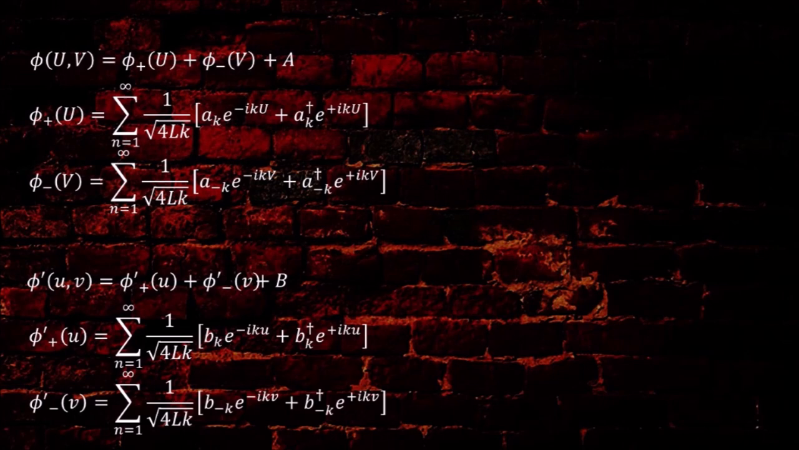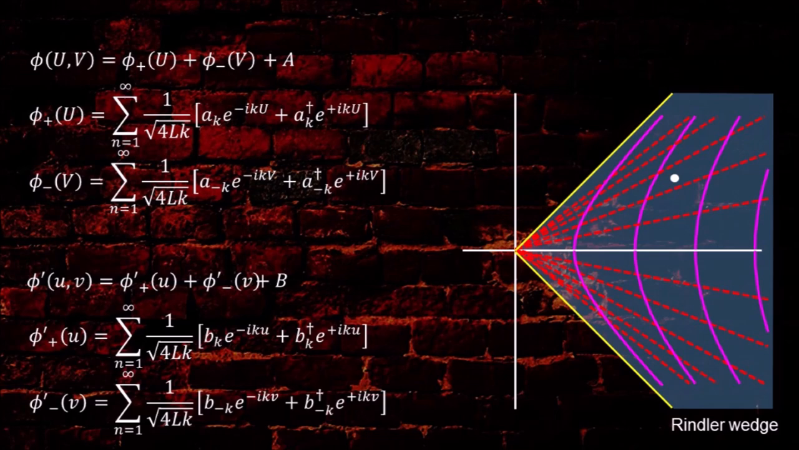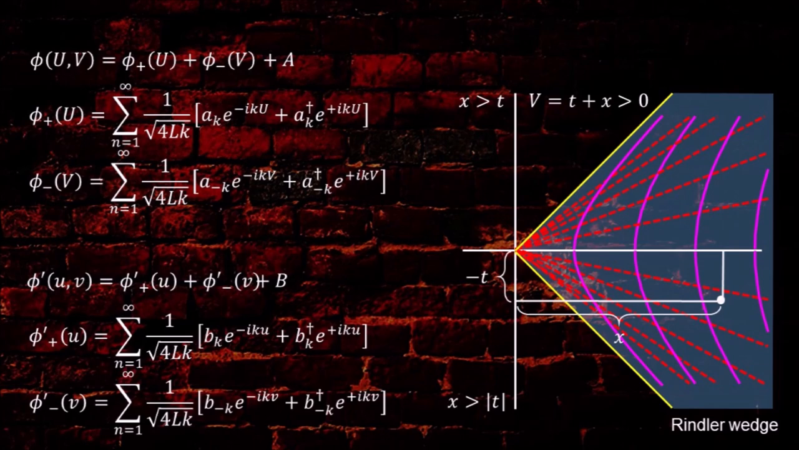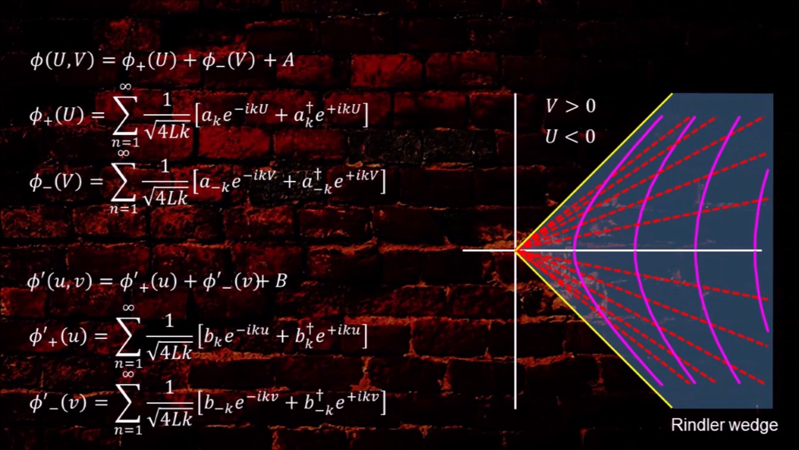If we pick any point in the upper half of the Rindler wedge, we see that the distance along x will always be greater than the distance along t. Therefore, the light cone variable v will always be positive. Similarly, if we choose a random point in the lower half, we also get that v is always positive. For the variable u, the converse is true. It is negative everywhere in the Rindler wedge.